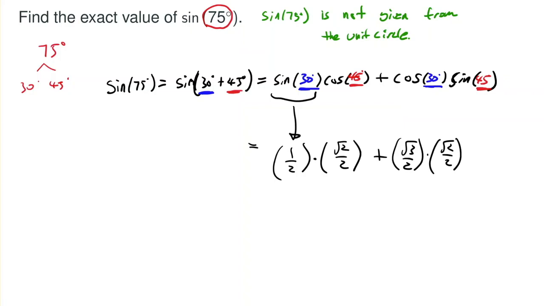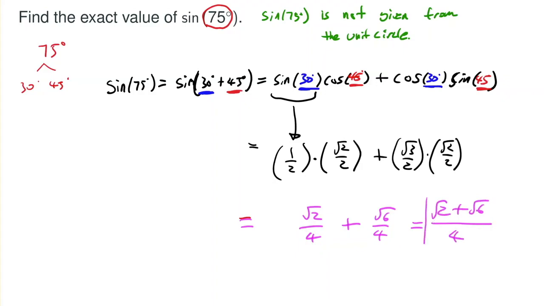So we can simplify in the next line. When we multiply fractions, we multiply bottoms together. So 2 times 2 gives us 4. This is just square root 2. So we have square root 2 over 4 plus, here we have square root 3 times square root 2 is square root 6 over 4. 2 times 2 is 4. Square root 6 over 4. And since we have a common denominator of 4, we can write in one fraction, square root 2 plus square root 6 over 4.